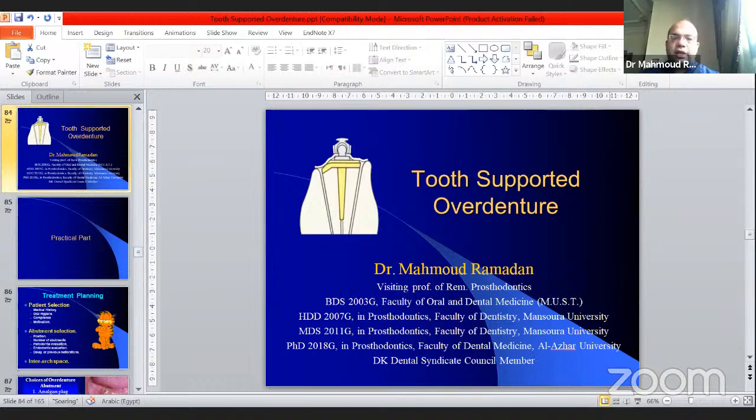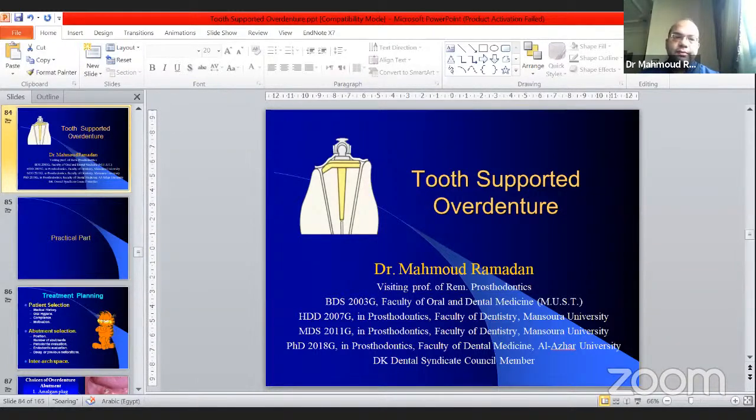Do we need extra retention to compensate for the loss of peripheral seal from the ridge and soft tissue undercuts? This is a very important question. Do we need extra retention, or is the retention of the attachment sufficient? So we will talk about the abutment selection, how to select your abutments to be candidates for overdenture treatment.